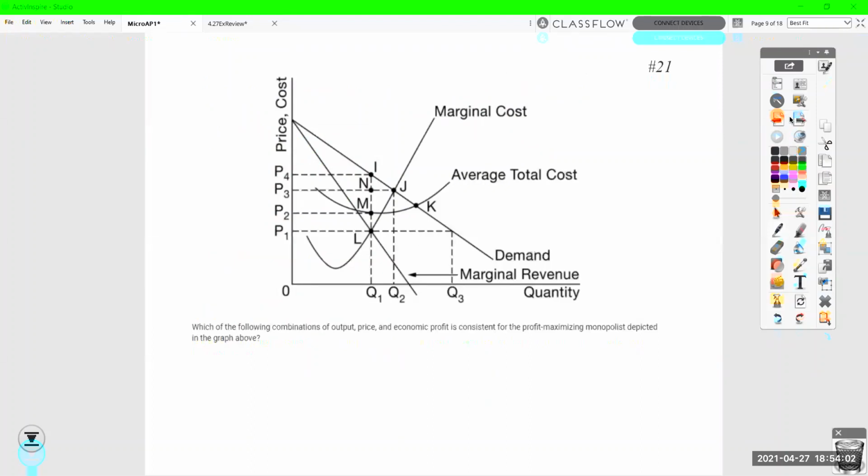All right. This is one that I think that if we study that never, ever, ever forget page, we should breeze through this type of question. Which of the following combinations of output, price, and economic profit is consistent with the profit maximizing monopolist? So let's go with output first. In the chat, what's my output?